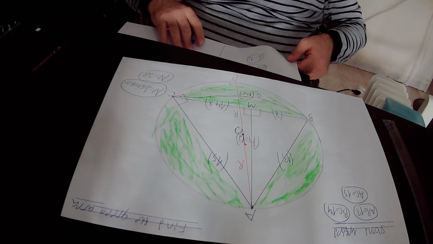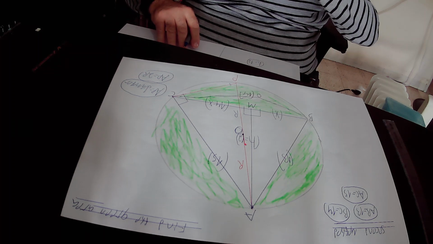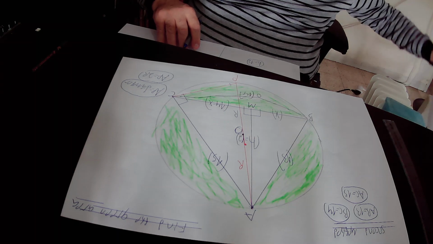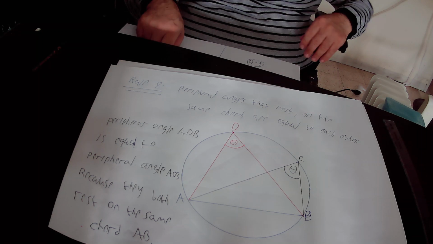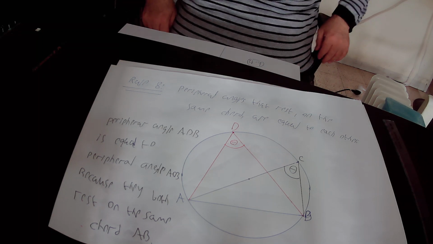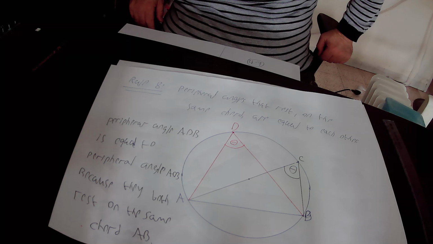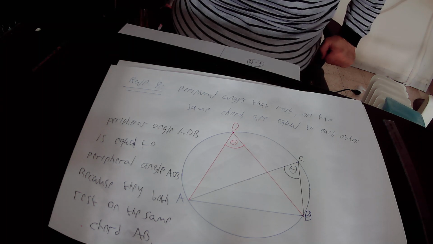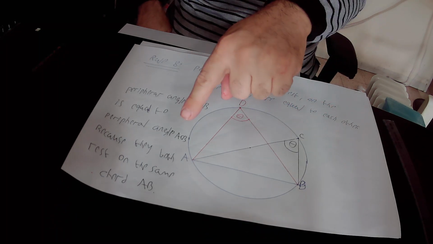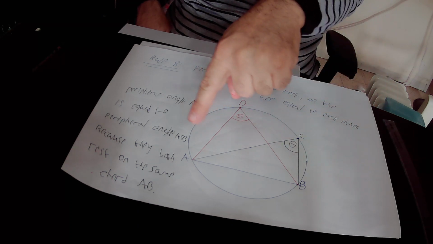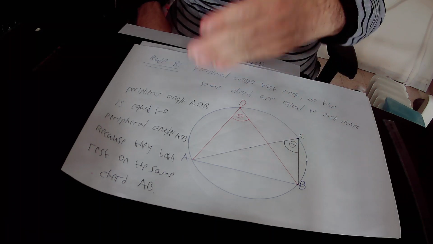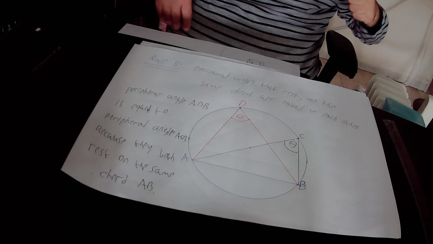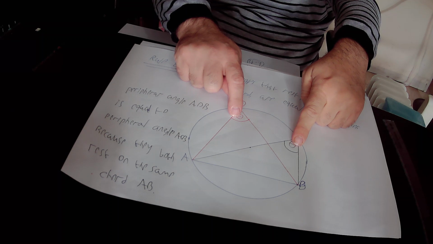Then we actually have another rule, number 8. According to rule number 8, peripheral angles that rest on the same chord are equal to each other. In the drawing we have peripheral angle ADB that rests on chord AB, and we have also peripheral angle ACB that rests on the same chord AB. Therefore, those two peripheral angles that rest on the same chord must be equal to each other.